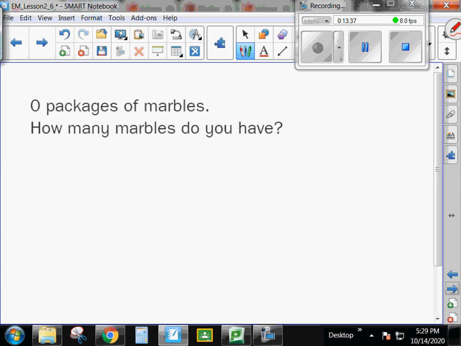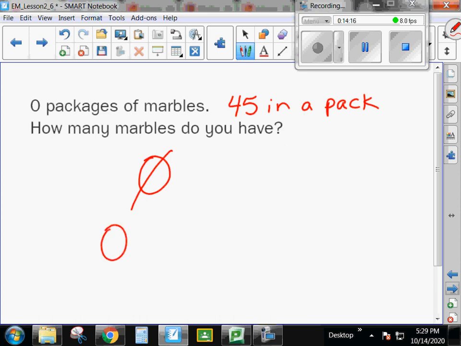Now, guys, what if I had 0 packages of marbles? How many marbles do I have? Well, I know that there's 45 in a pack. We looked at that a little bit ago. So if I have 45 in a pack, how many marbles do I have if I have 0 packages? Well, I have 0 marbles, right? What would my number model be for this problem? How many groups do I have? 0. How many are in that group? Well, if I had a bag of marbles, there's 45 marbles in that bag. So 0 times 45 equals 0.